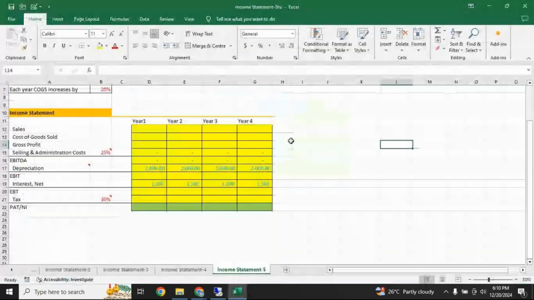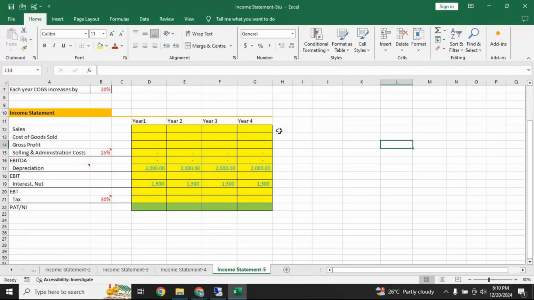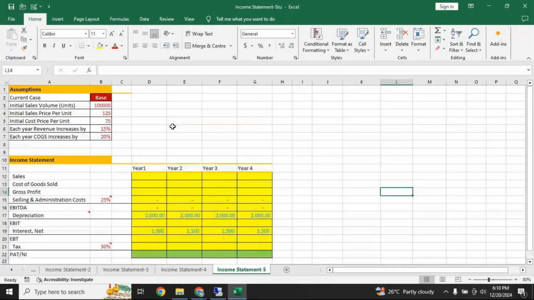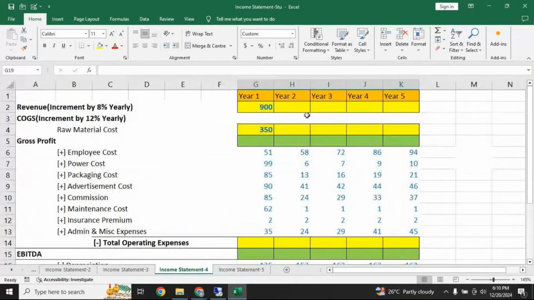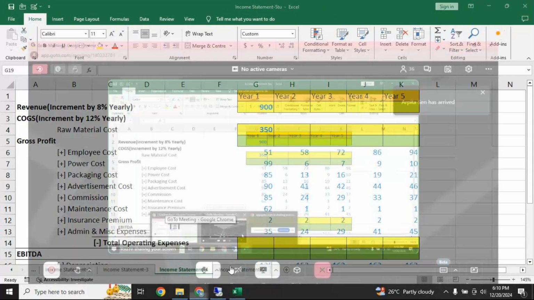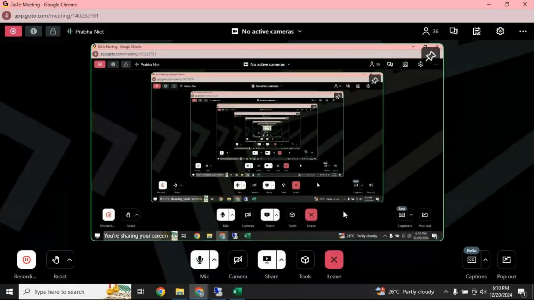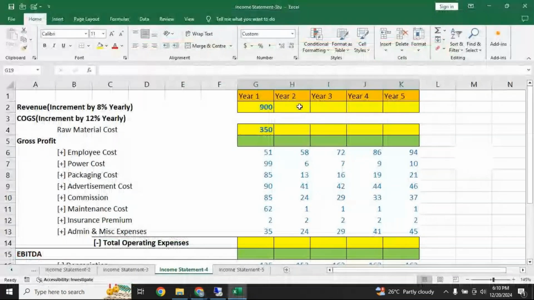So yesterday we were doing the income statement. So this one we were doing. How many of you were able to solve this? Shall I solve it? Okay, I'll solve this and I'll show you.